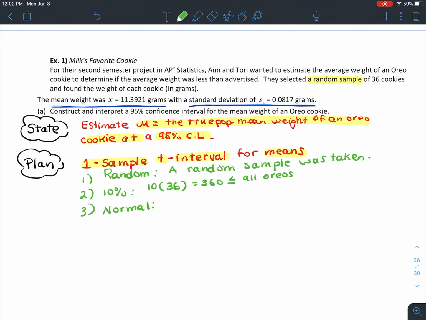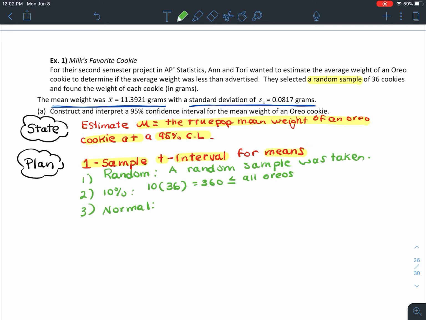Remember this is not proportions. We are not doing the large counts condition. We have three possibilities. One is they told us somewhere in the problem that the population of Oreo cookies was normal, and I didn't read that anywhere, so I don't think we can use that.